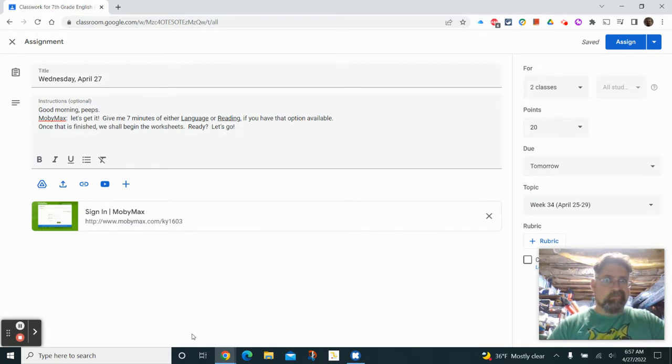Let's get into this. Like pretty much every day, we're starting off with Moby Max. Give me 7 minutes of either language or, if you have it available, reading. Some people don't have the reading option lit up. I still don't know why that is, and I don't know if I'll be able to get that fixed before next year. It'll happen eventually. All right, so give me 7 minutes of Moby Max. When you've got that done, come back to the video. Hopefully, if you're watching now, you got it done.